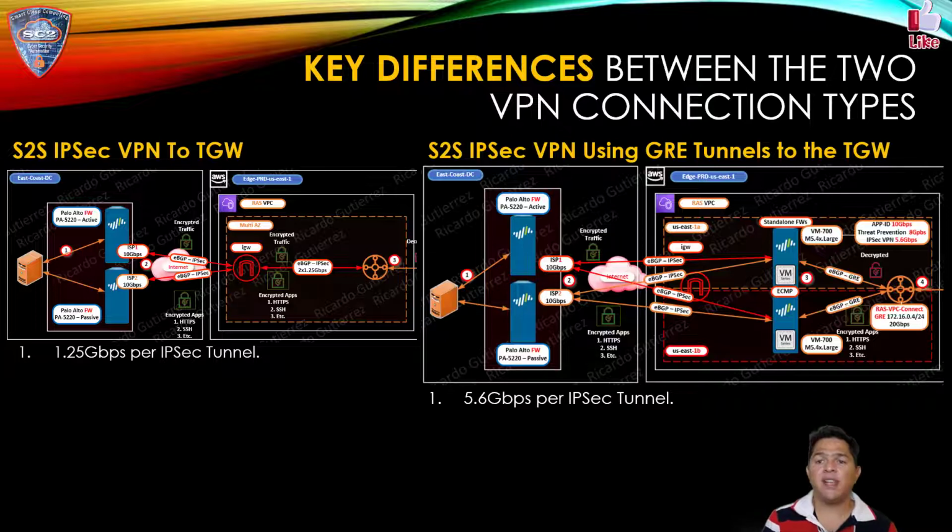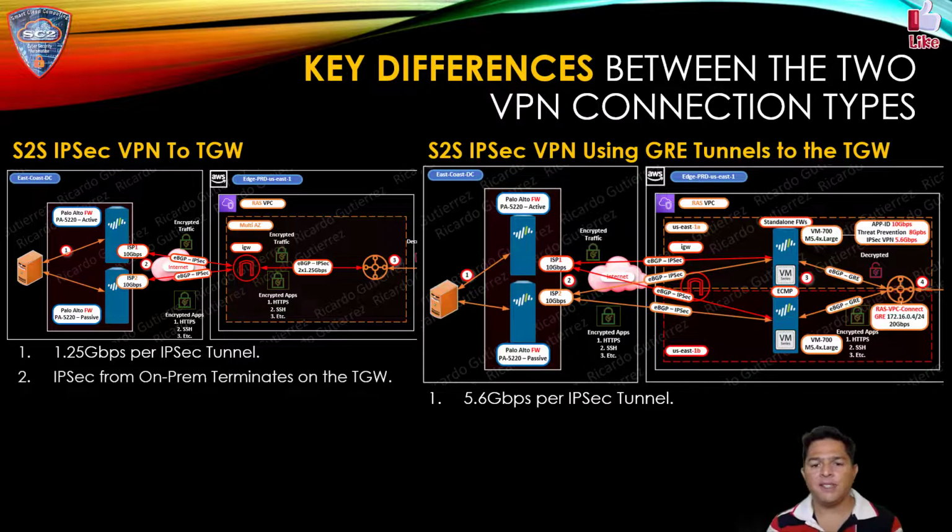The site-to-site IPSec VPN using GRE tunnels to the transit gateway provides up to 5.6 gigabits per IPSec tunnel if you use a Palo Alto firewall as a virtual instance in AWS. So if you use maybe a Cloud Blade from Palo Alto as an SD-WAN appliance, it'll provide more throughput, or maybe a Cisco CSR, it'll provide more throughput because the firewall or the appliance would not have to inspect any threats. All that inspection will be done by your on-prem firewalls.